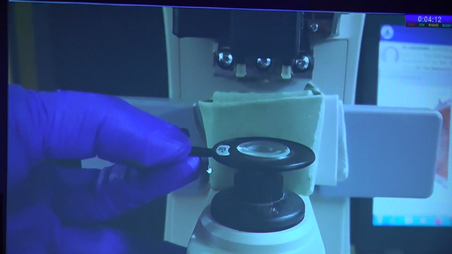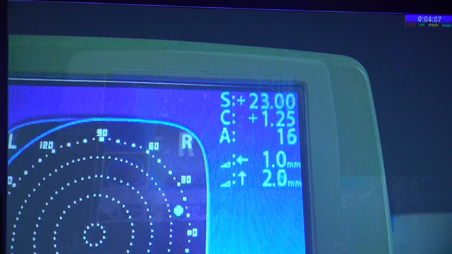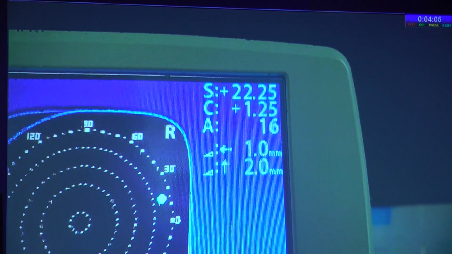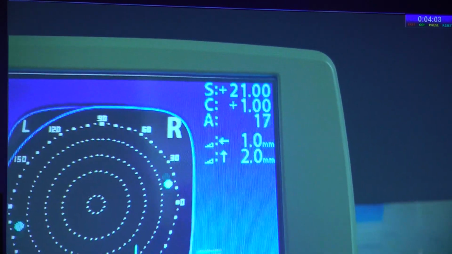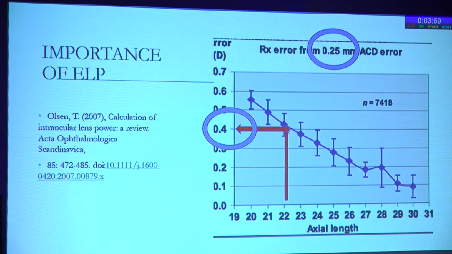It's a small video in the lens meter. We are moving a plus 20 diopter lens slightly up and down, and you can see as we move the lens up and down, the power in the lens meter keeps changing. So this is nothing but ELP, or effective lens position.